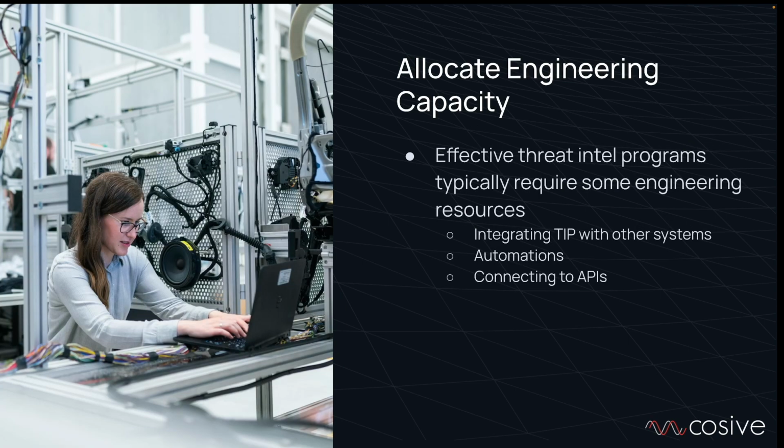Next, you've got to allocate your software engineering capacity. You'll also want to invest in engineering talent that sits beside the threat intel team. For example, you'll need engineering capacity to integrate your TIP into the rest of the organization's systems. You'll need to write custom scripts that sit off to the side to help you automate certain things that your TIP doesn't do. You'll need to write services to connect to APIs, do custom searches, custom processing, and more.